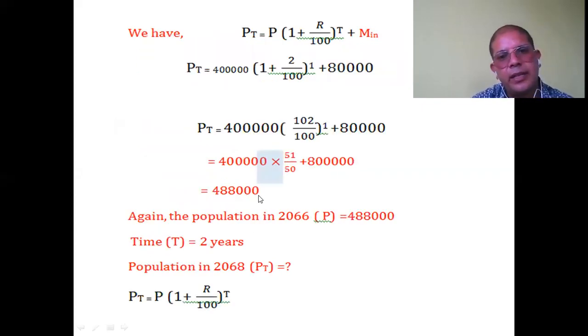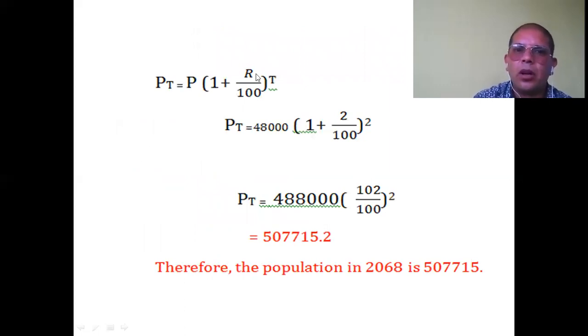It is 4,88,000. And again after this, it is increased. So this is P, time 2 years, we need to find out PT. The rate is the same. Now substitute all values. It is 4,88,000, and you can find out this one also.